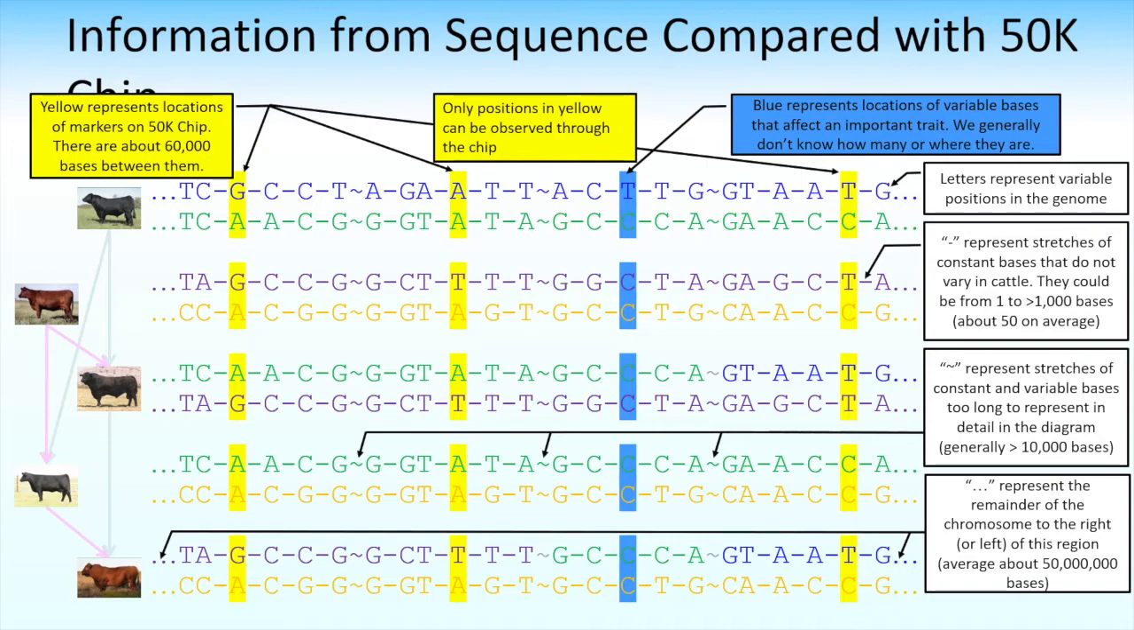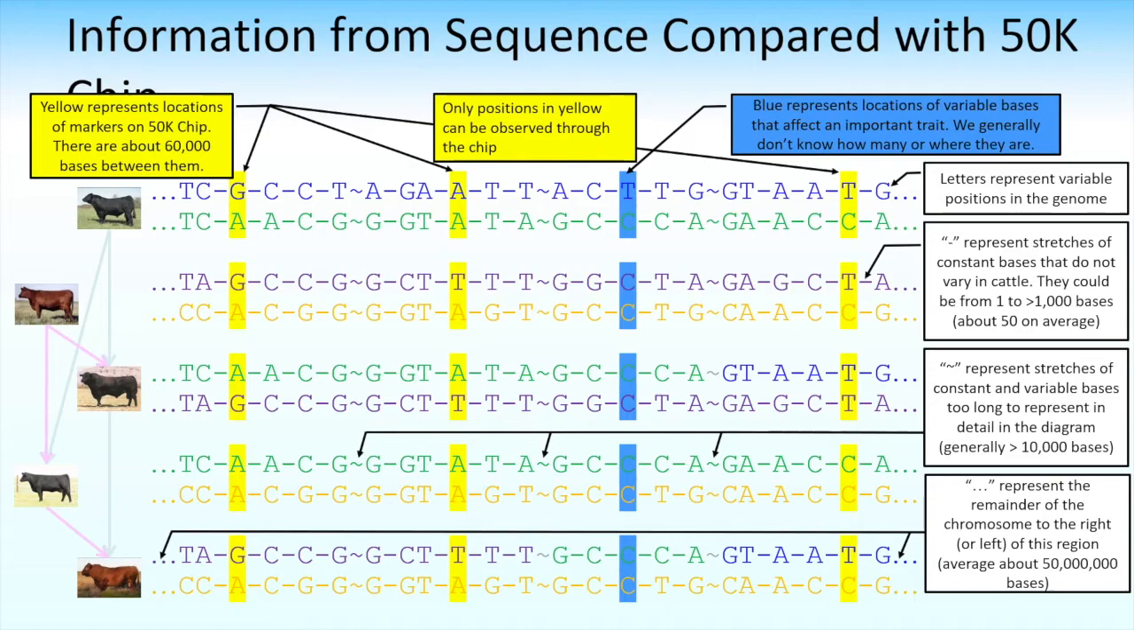Before we leave this slide comparing chip genotypes with low-pass sequence, I want to ensure that everyone understands some of our jargon. The genotype is the pair of bases that an animal has at a specific position in the genome. A haplotype is a string of bases along a chromosome that all have the same parent of origin. So the genotype of the first bull at the first marker is GA. His paternal haplotype is a row of blue letters, and his maternal haplotype is a row of green letters.